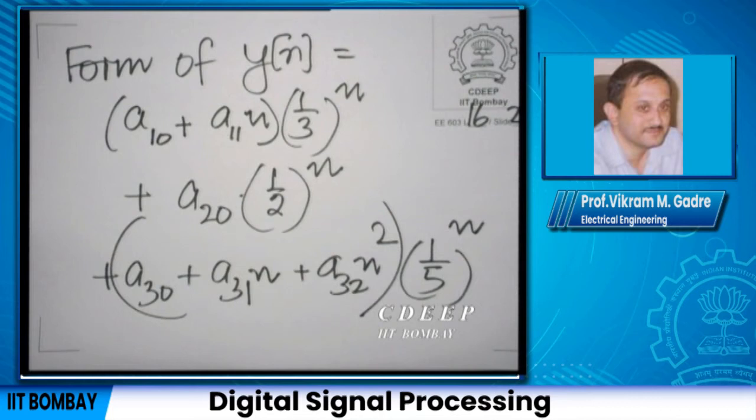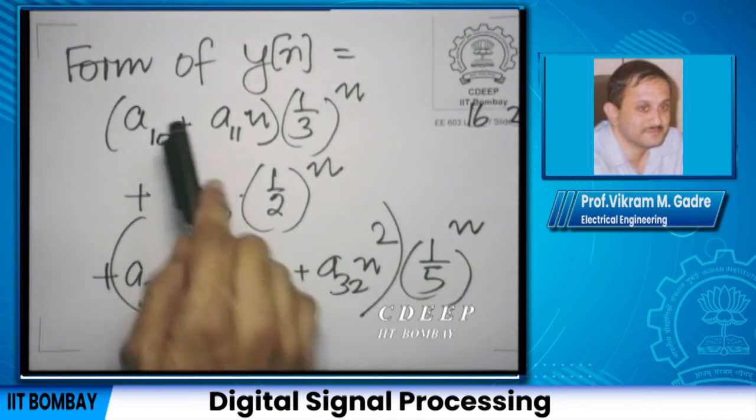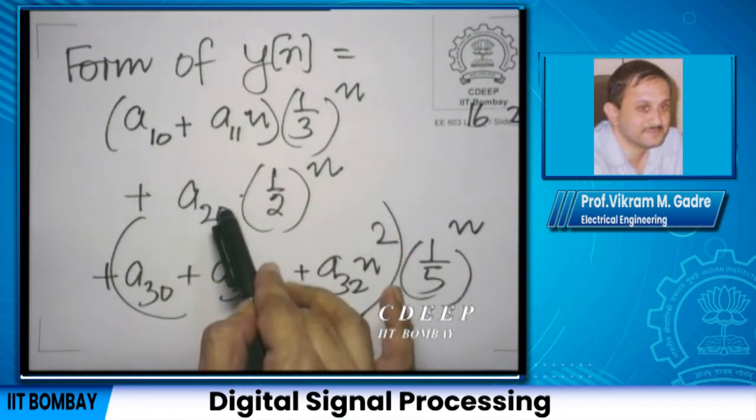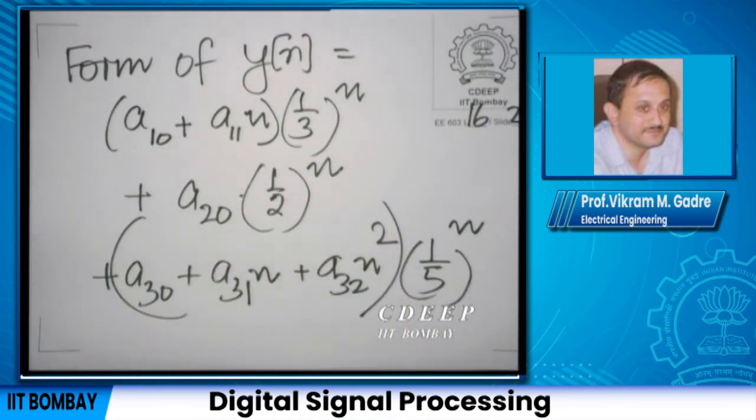Is that clear? Yes? Any questions on this so far? This is a very important point. If you understand this, half the job is done. Now, all these a10, a11, a20, a30, a31, a32, all of them are unknown constants. We have to determine the constants.